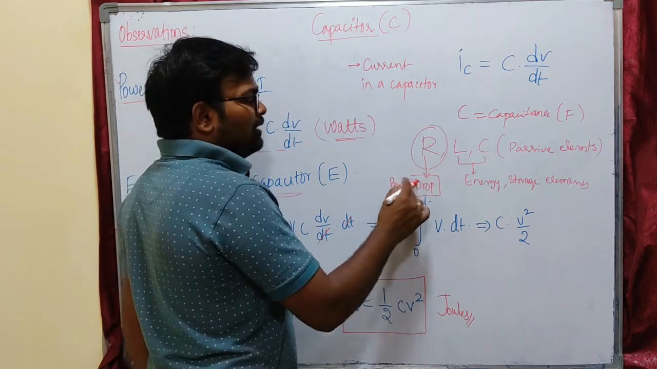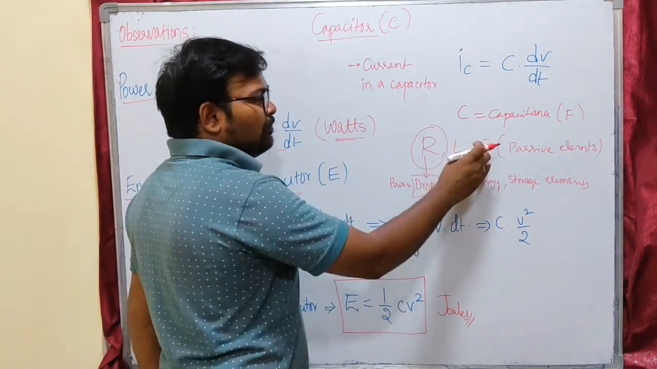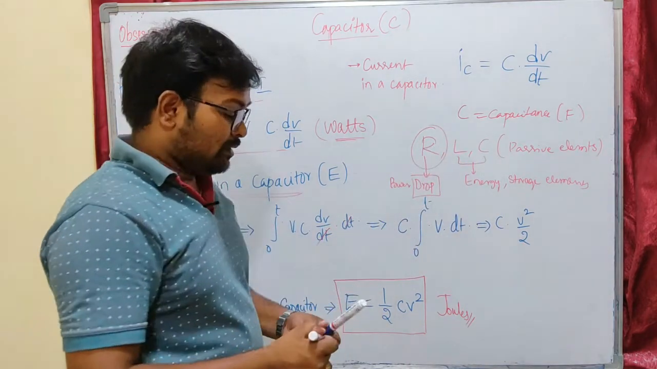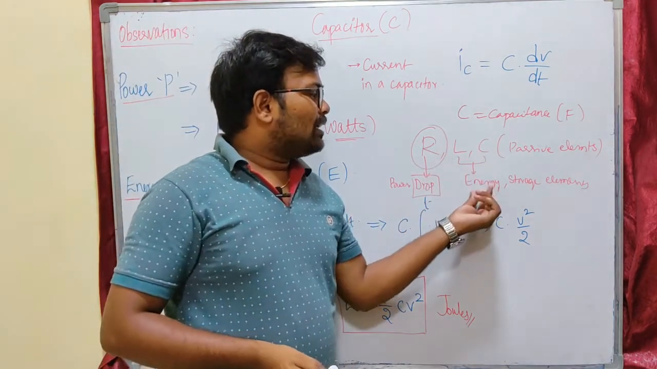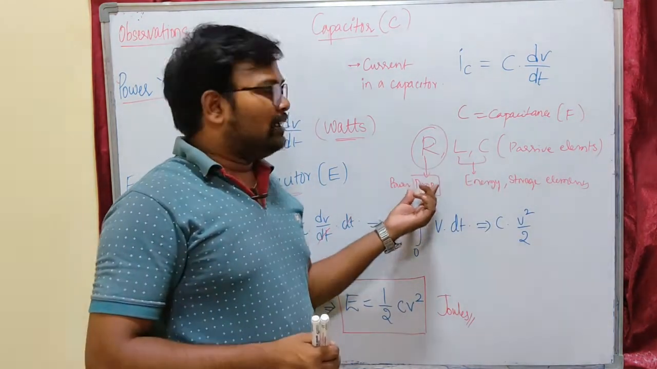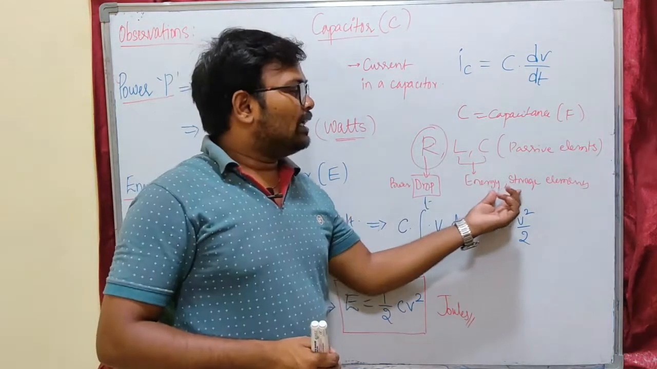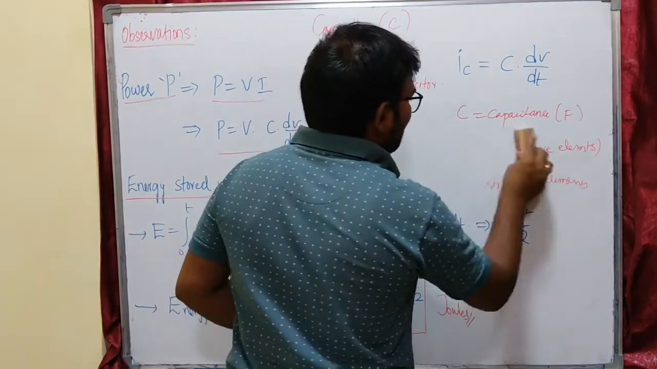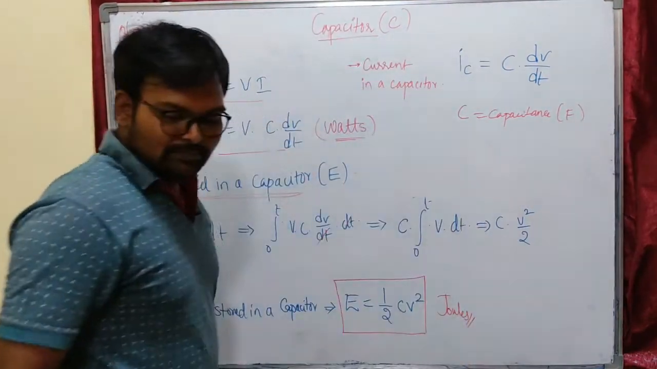Power will be dropped across the resistor. Ideally, there will be no power drop across the inductor and capacitor, but practically there will be some loss. The inductor and capacitor are the two energy storage elements among the three elements. So the resistor is a power drop component, and the inductor and capacitor are energy storage elements. These things should be remembered. All three are passive elements.